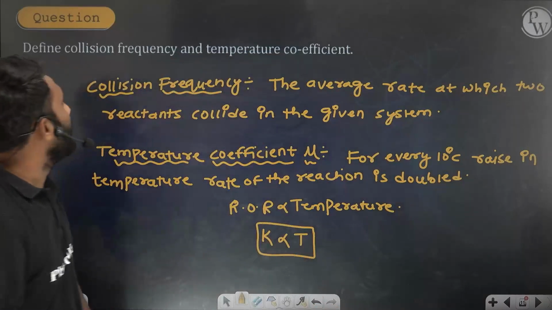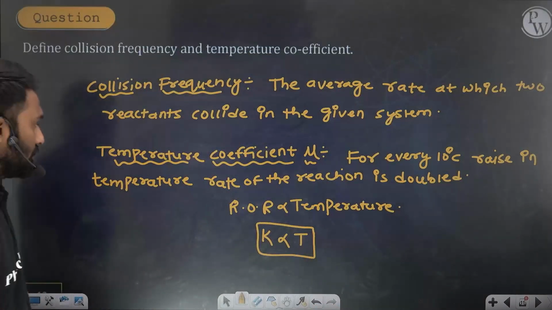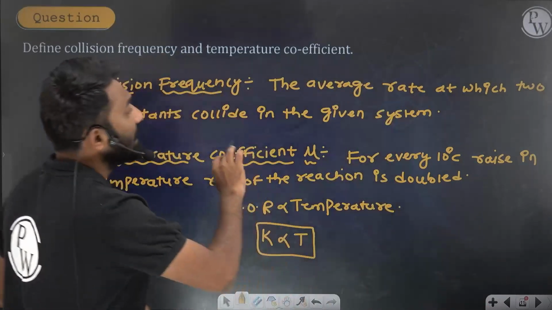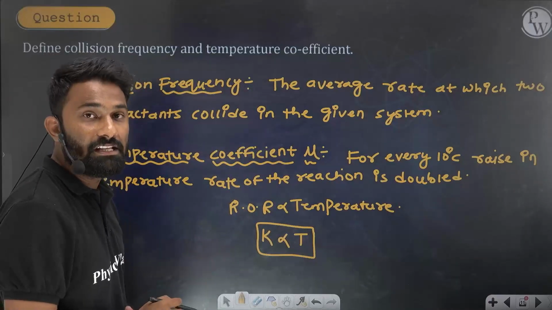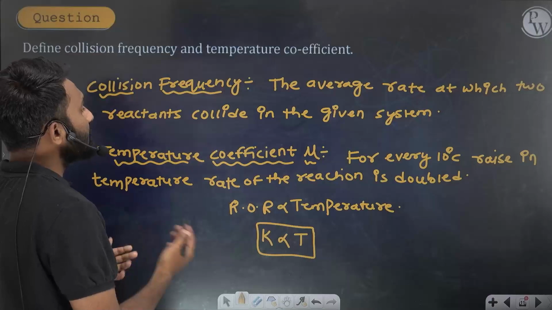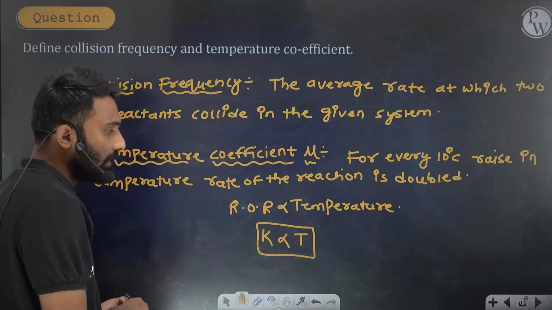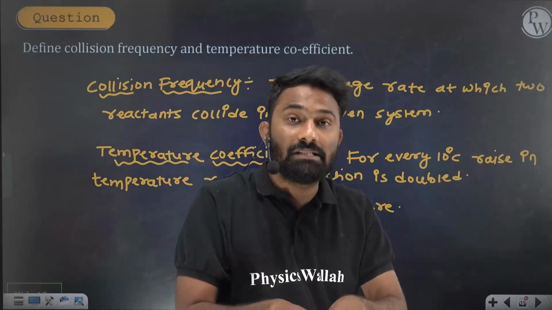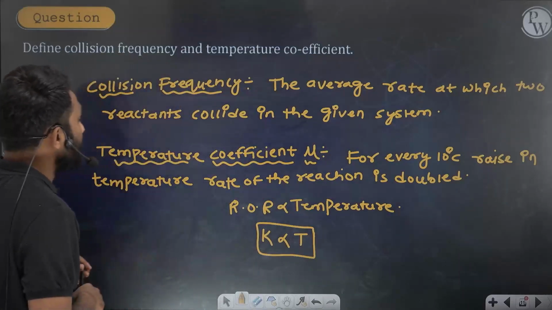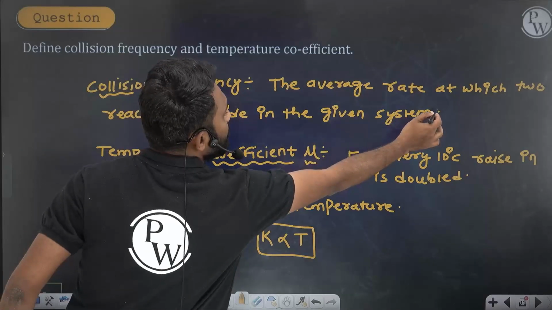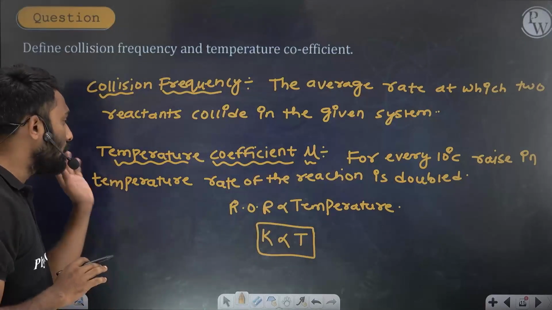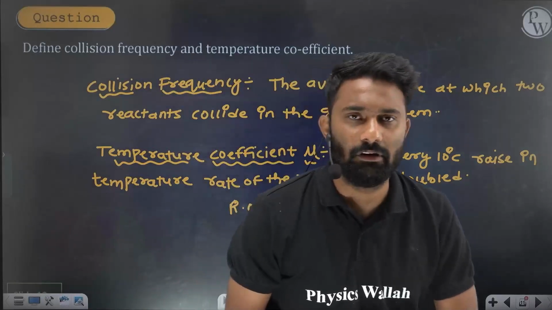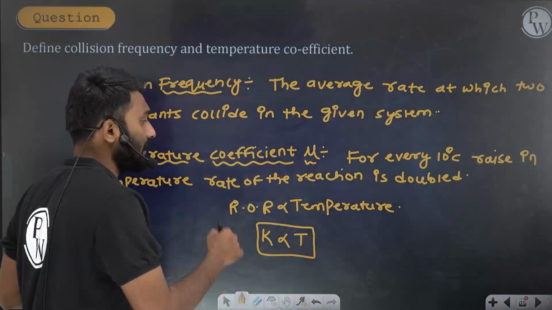Next, define the collision frequency and the temperature coefficient. Collision frequency is the average rate at which two reactants collide in the given system. Two reactants colliding in the given system is known as the collision frequency. Since it is asked for 2 marks, writing this much is enough. Temperature coefficient means, for every 10 degree rise in temperature, the rate of the reaction is doubled.